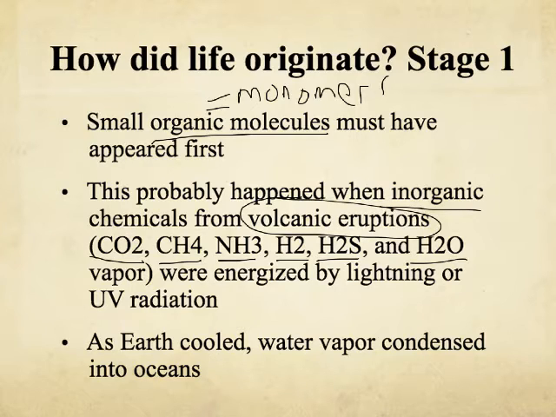And the hypothesis is that these things were combined using energy either by lightning or by UV radiation, because we know we need some energy to combine things to create larger molecules like monomers. And normally, nowadays, that comes from an enzyme lowering the activation energy, but we didn't have enzymes back in this time because there were no proteins. We also hypothesized that as Earth cooled, all this water vapor that was being released from the volcanoes condensed and became the oceans.